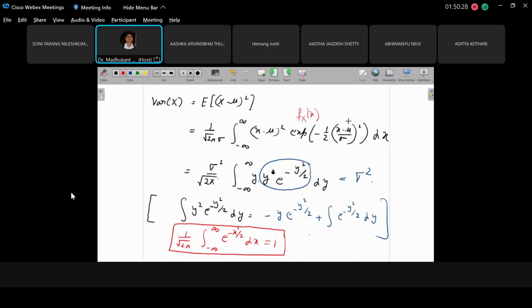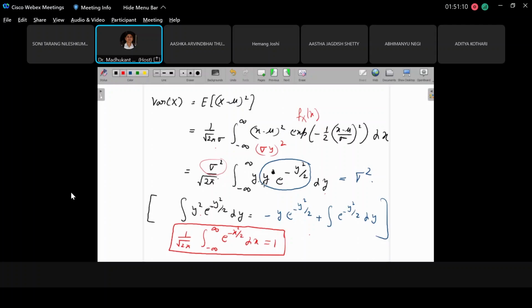Now again you will use the same substitution: x minus mu by sigma is y. So x minus mu whole square is nothing but sigma times y whole square, and dx by sigma will be dy. So sigma square is here and y square is here. Now to establish that this equals sigma square, you have to use the product rule for integration of y square times e to the power minus y square by 2 dy. It is not easy to do directly, because y square is sitting here.